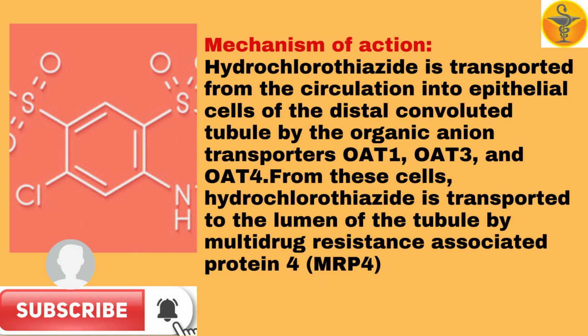Mechanism of action: hydrochlorothiazide is transported from the circulation into epithelial cells of the distal convoluted tubule by the organic anion transporters OAT1, OAT3, and OAT4. From these cells, hydrochlorothiazide is transported to the lumen of the tubule by multi-drug resistance associated protein 4, MRP4.